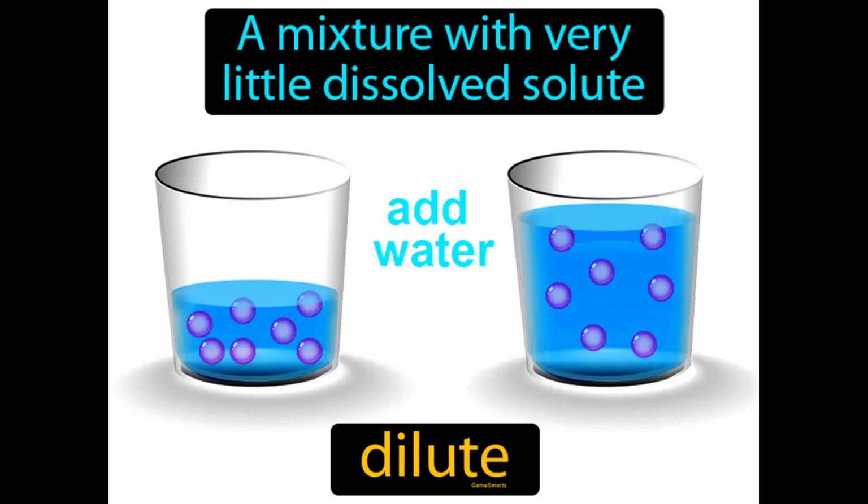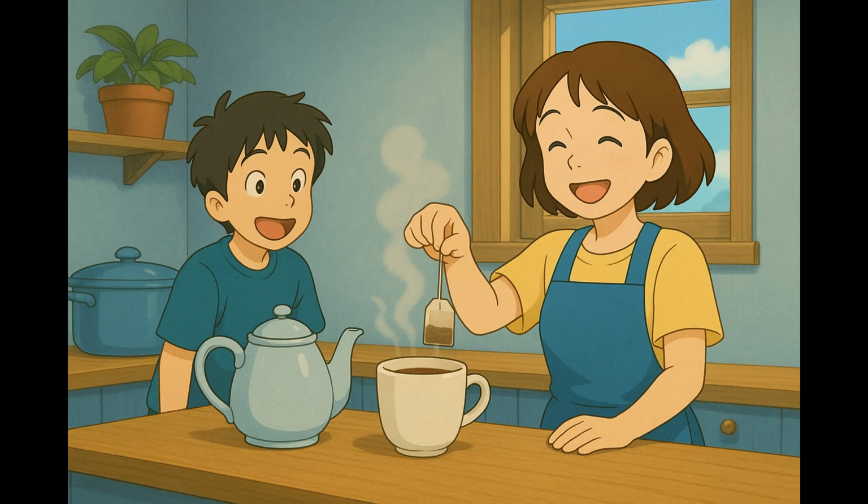A mixture with very little dissolved solute. Dilute. In science, dilute means a solution has a small amount of solute compared to the amount of solvent. Imagine trying to make a cup of tea by dipping the tea bag into a large pot of hot water for just a brief moment. This results in a very weak brew, similar to how a dilute solution contains very little dissolved solute.